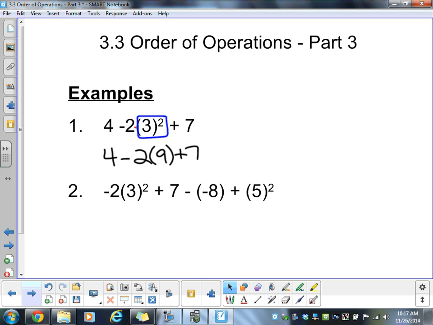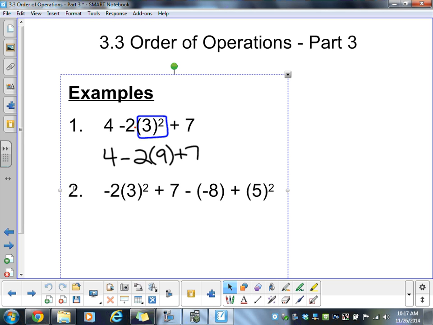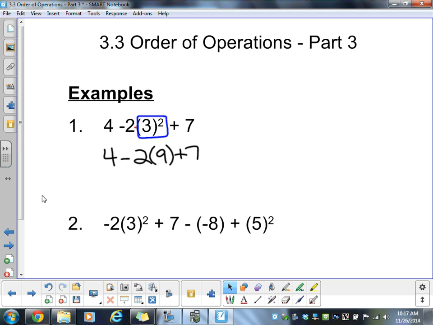I'm going to slide this down a little bit to give us some room. So now there are no exponents. I'm going to write this up here just so we have it as a reference.